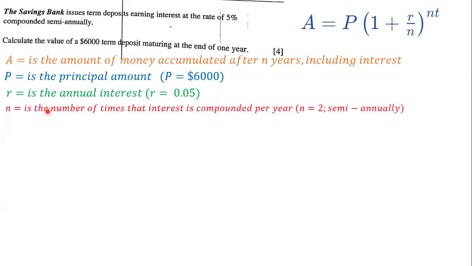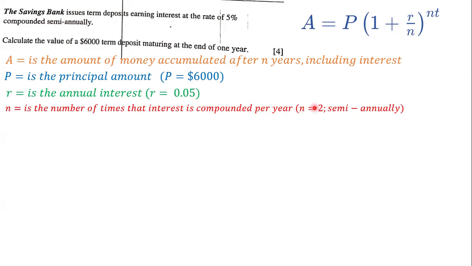Next, we have N. N is the number of times that the interest is compounded per year. And it says it's compounded semi-annually, so that means twice a year. So the number of times that the interest is compounded per year is going to be 2, which means that N is equal to 2.